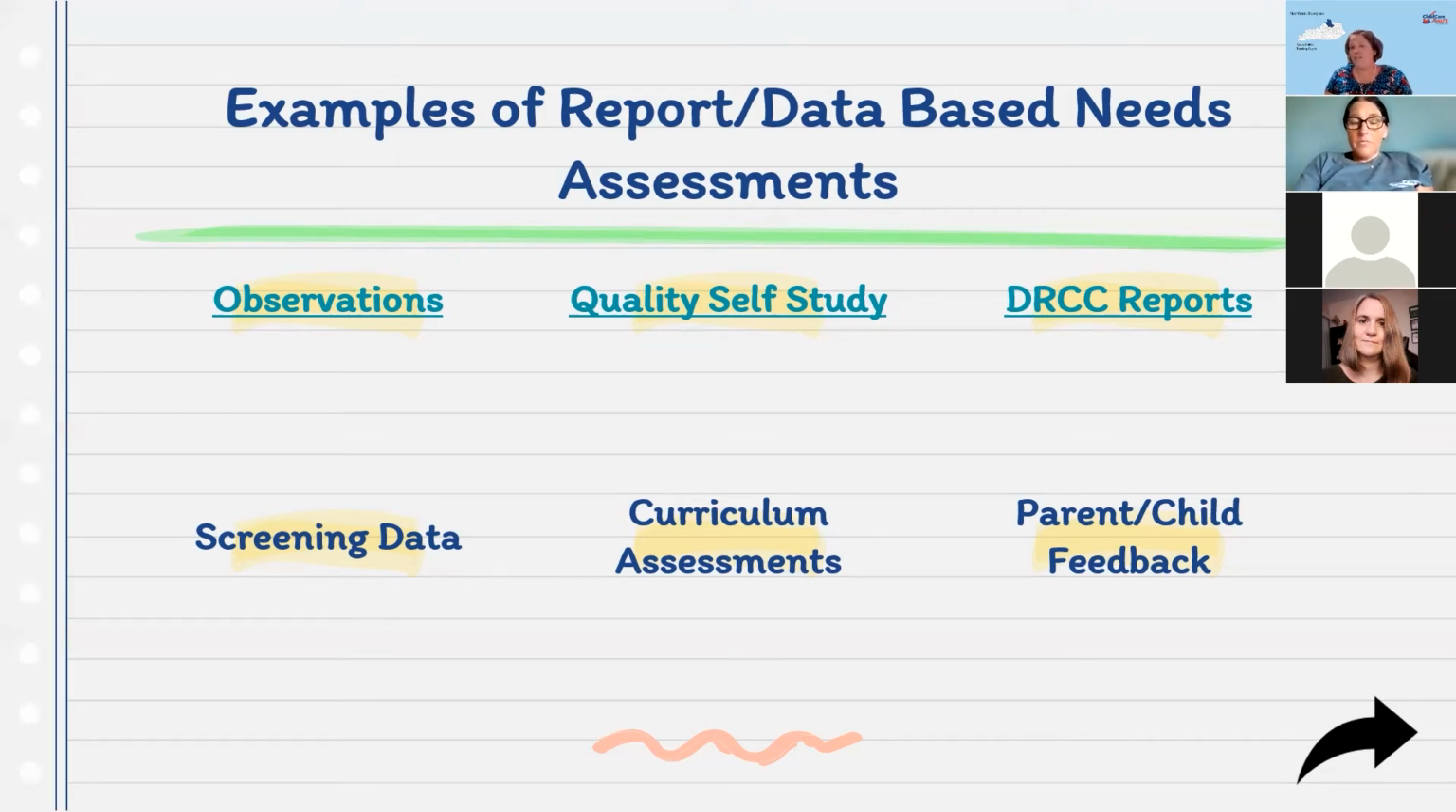And then parent or child feedback. So asking parents, what do they think that the program could improve on? Or it could be something super specific, like a child that comes in with a specific medical need that maybe the program has never addressed before, and providing a training specifically on helping that child with that need. So using that parent and that child feedback to help plan trainings.